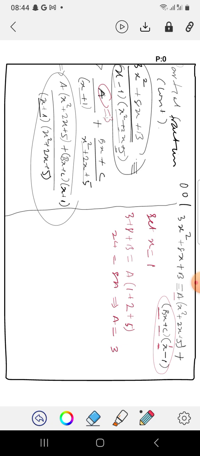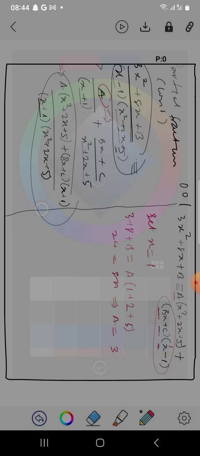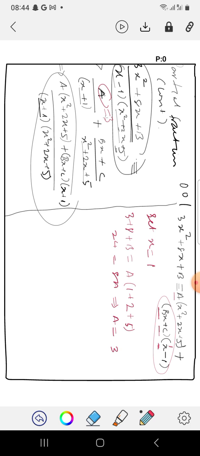Let's pick another color. Like I said, I want this thing to be as delightful as possible. Okay, let me pick that navy blue. Fantastic. So we have found a to be 3.